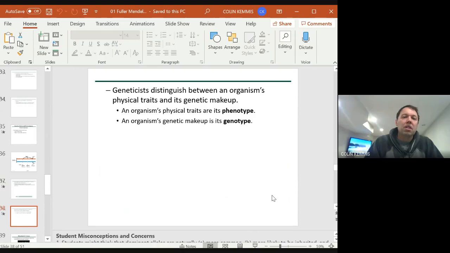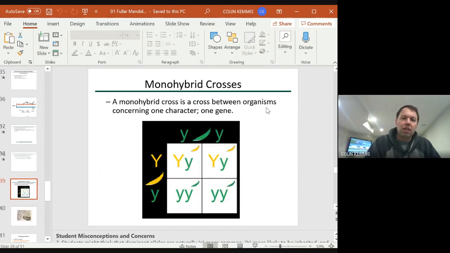Skip that one. And then just here's another pair of vocab words if you haven't figured this one out yet. I usually figure out the genes first, the organism's genetic makeup or genotype. And then you can look at that, what's dominant or what's recessive, and figure out the phenotype, their physical trait, what do they look like? So make sure you know that pair of words as well. We use that a lot.